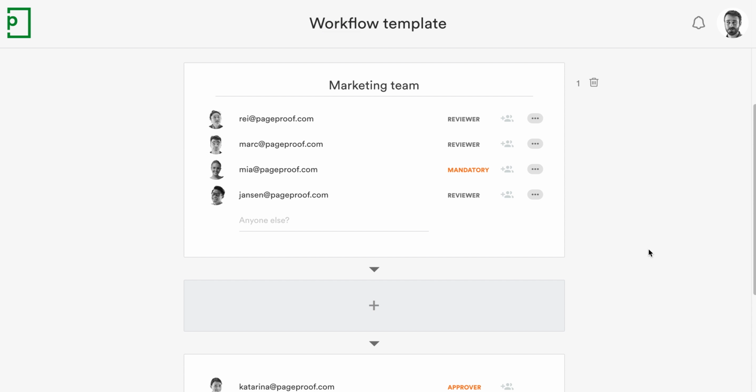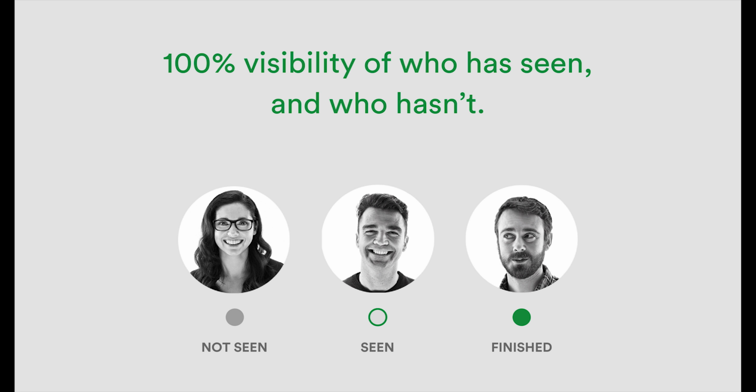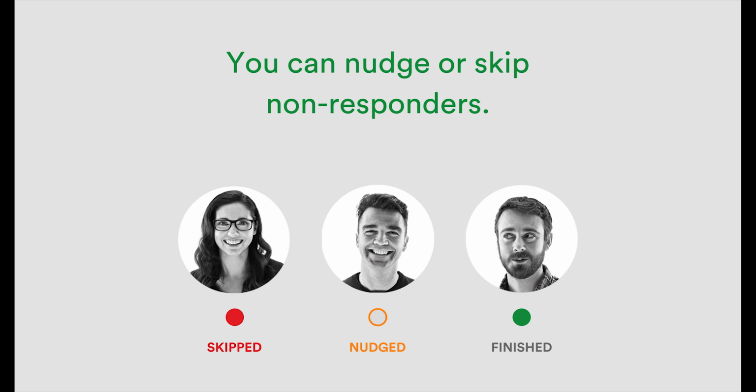There is one more permission you can assign to anyone in the workflow, the inviter permission. Click the people icon next to a reviewer to give them permission to add other reviewers onto the proof. They can also send reviewers a nudge or skip reviewers if they're unresponsive, which we'll show later on in this video. The inviter role is great for when you know someone in a team, but not all of the team members who need to review the proof.